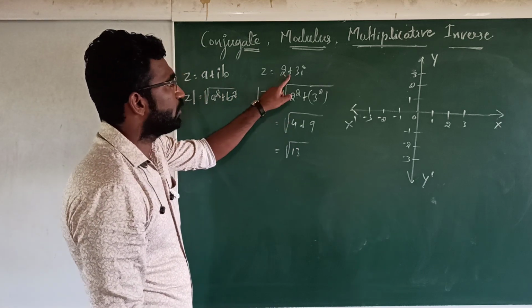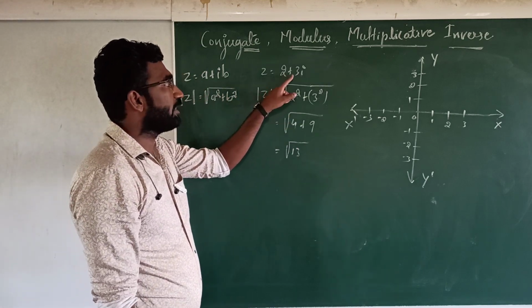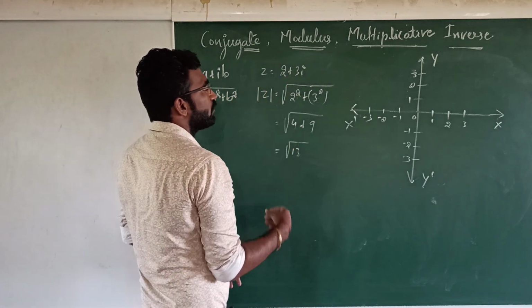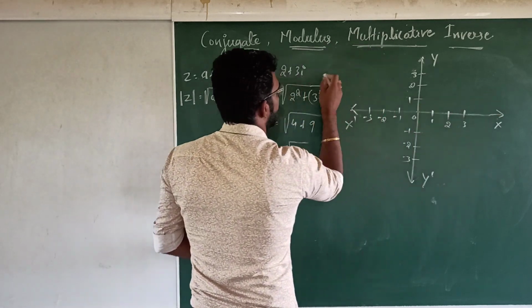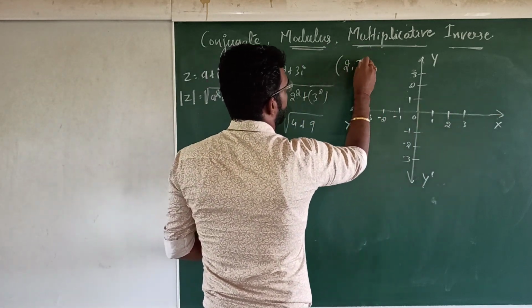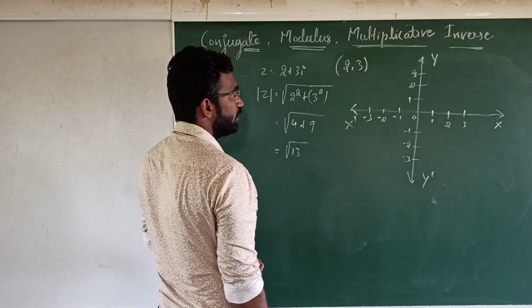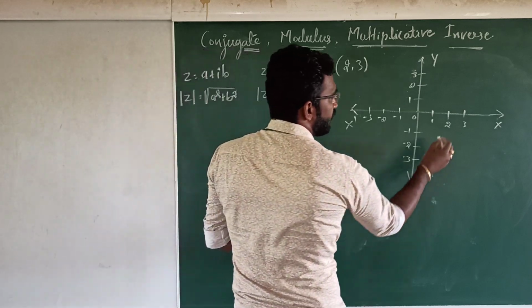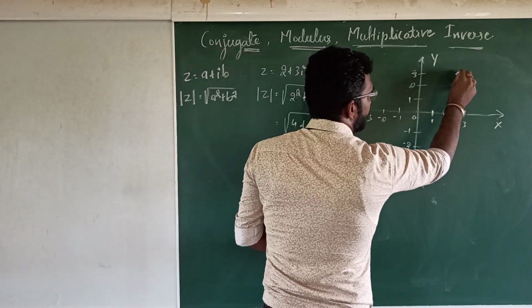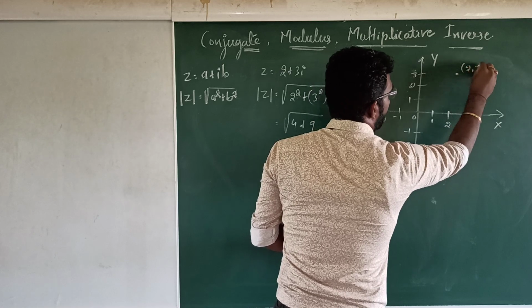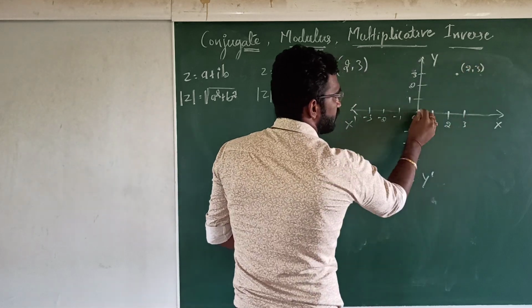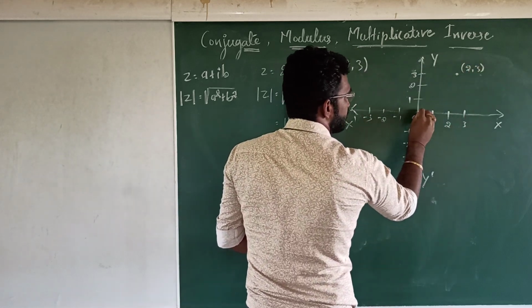So here you can represent or denote the given complex number z in the form of a point. You can write it as 2 comma 3, right? So 2 comma 3 is where it lies, 2 comma 3 is here. So this point is 2 comma 3. This is called the origin. Why? Because it is 0 comma 0.